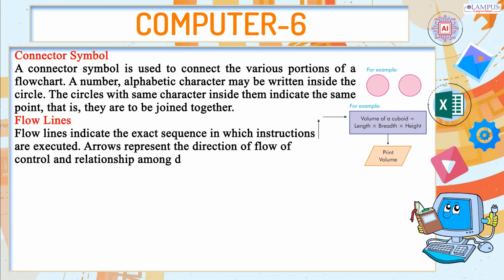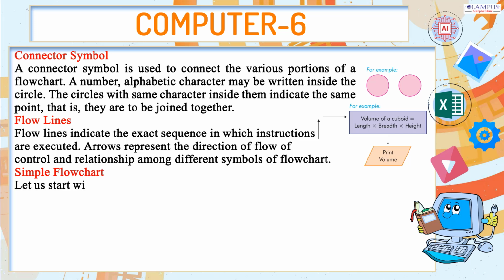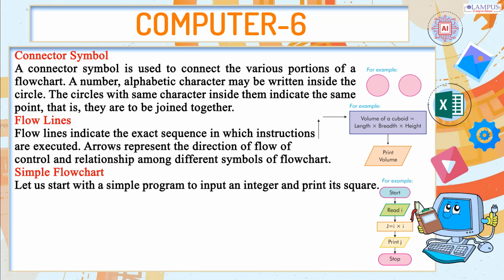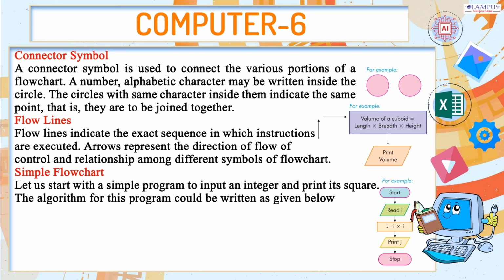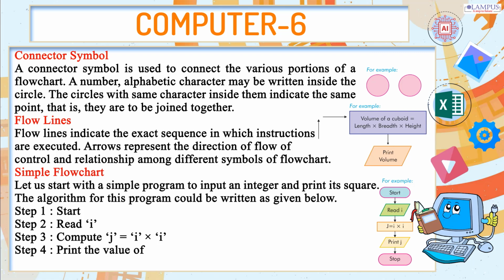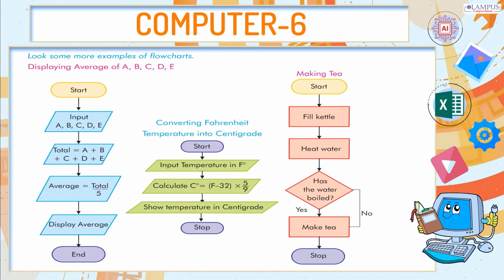Simple flowchart. For example, let us start with a simple program to input an integer and print its square. The algorithm for this program could be written as given below. Step 1. Start. Step 2. Read i. Step 3. Compute j equals i times i. Step 4. Print the value of j. Step 5. Stop. For example, start. Read i. j equals i times i. Print j. Stop. Look at some more examples of flowcharts.